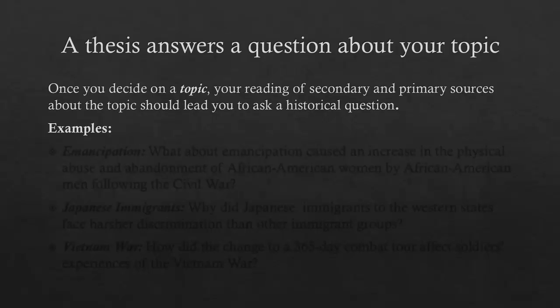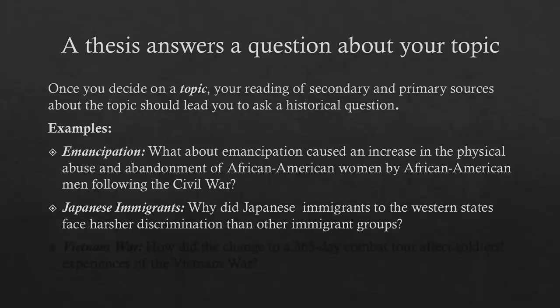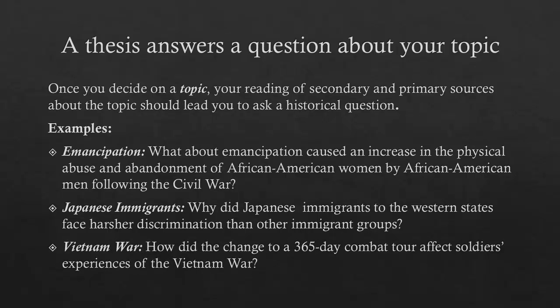Once you decide on a topic, your reading of secondary and primary sources about the topic should lead you to ask a historical question. Examples: Emancipation. What about emancipation caused an increase in the physical abuse and abandonment of African American women by African American men following the Civil War? Japanese immigrants. Why did Japanese immigrants to the Western states face harsher discrimination than other immigrant groups? Vietnam War. How did the change to a 365-day combat tour affect soldiers' experiences of the Vietnam War?